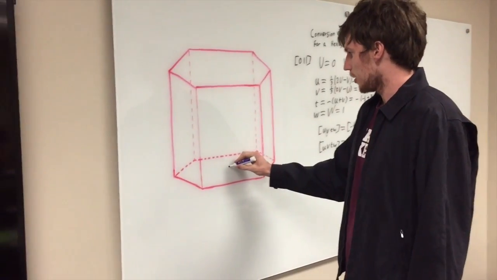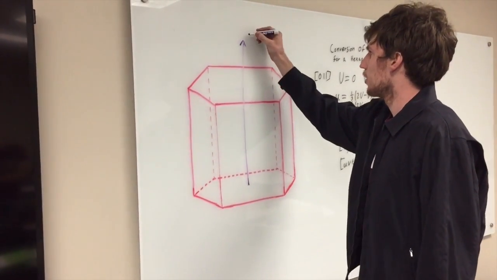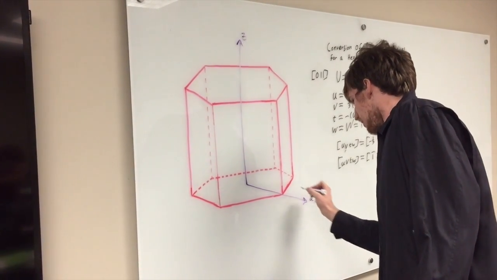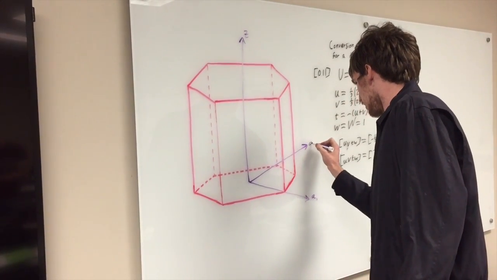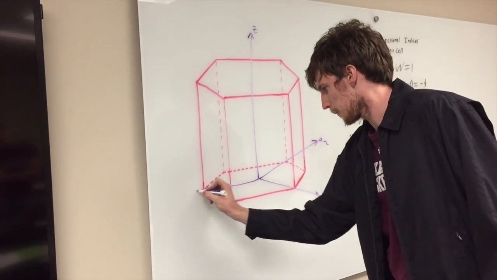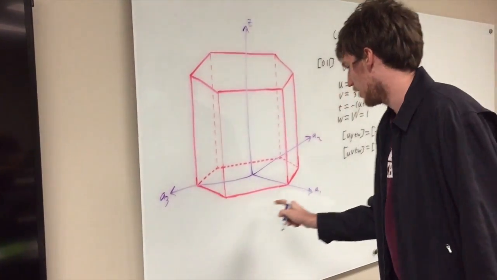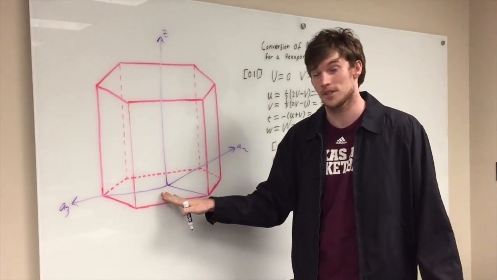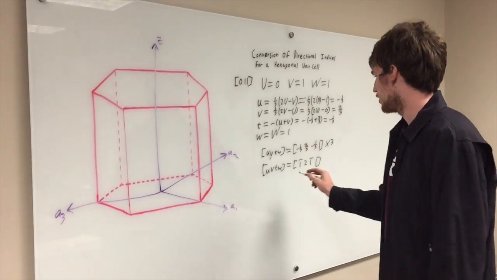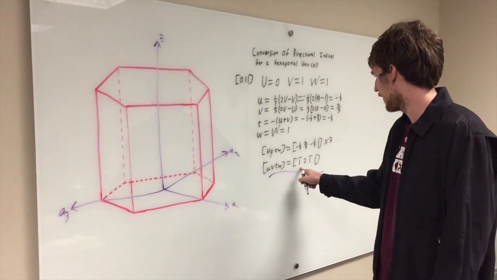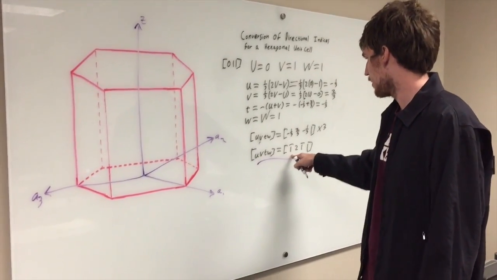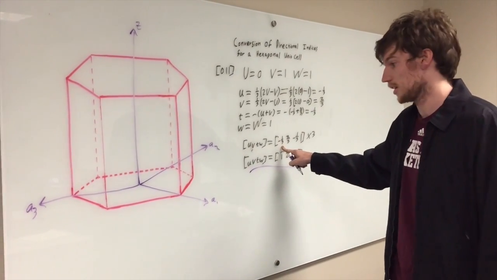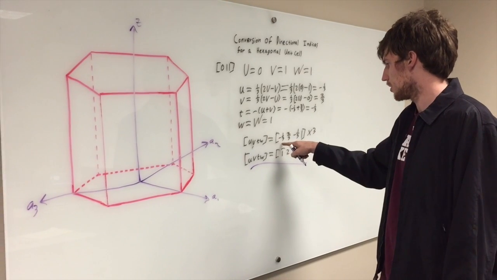So I'm going to draw in a coordinate system. There's the z-axis. There's the A1 axis, A2, and A3. Now, A1, A2, and A3 are all in the same plane, this bottom plane here of the hexagonal unit system. What's best is to look at the pre-simplified version of the Miller-Bravais coordinates. So I'm going to look at this coordinate here.